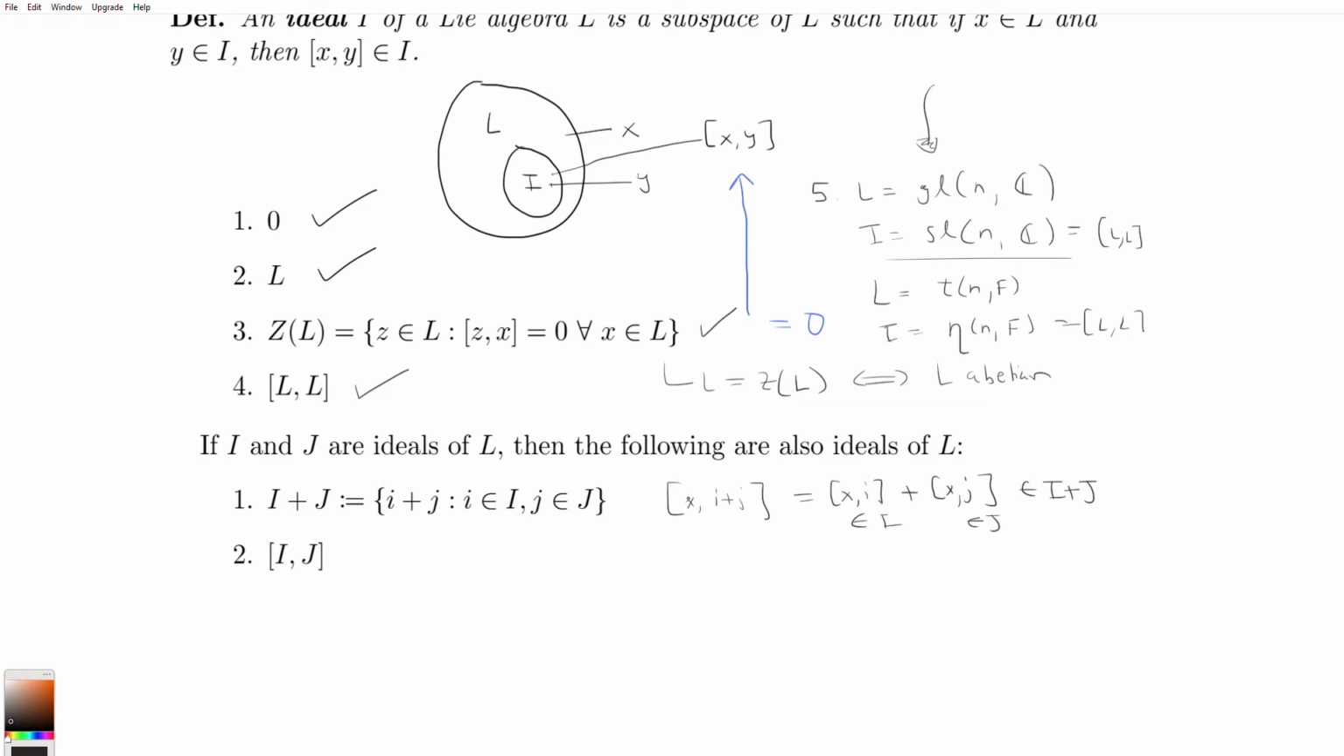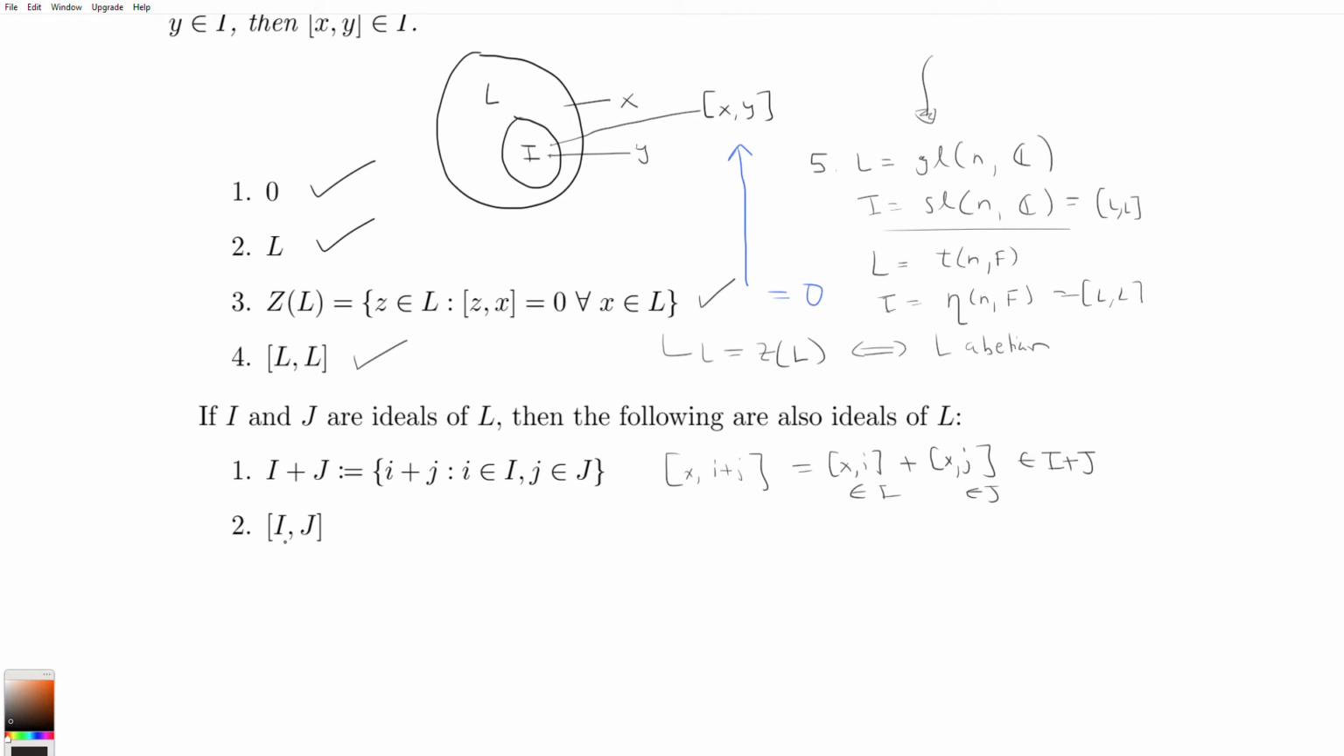Now here, [I, J] is going to be the span of all the commutators of something in I with something in J. So an arbitrary element is going to be a span of some [I, J], but let's just look at [x, [I, J]] for some x in L. Just to be extra clear here, an arbitrary element of [I, J] does not look like this. It's the span of things that look like this.